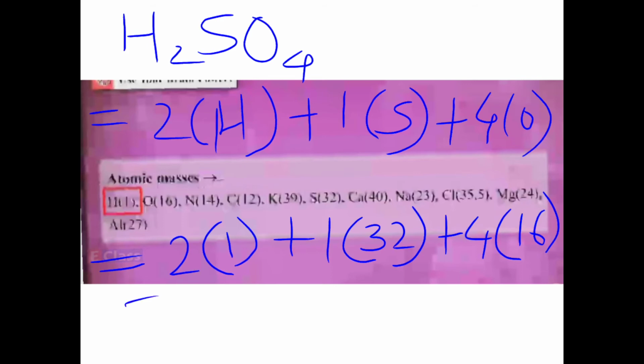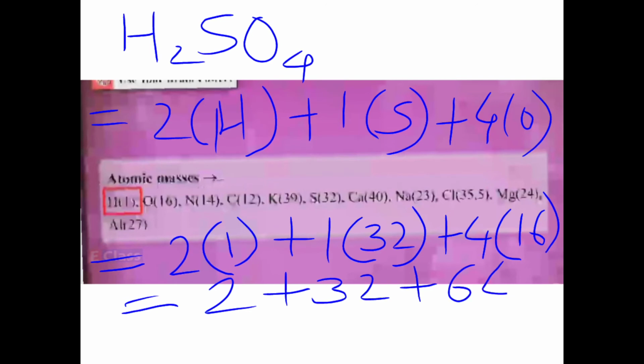Now you have to multiply all these things. 2 ones are 2. 1 into 32, 32. 4 into 16, 64. Okay. So once you find out all this, now find out the total answer. Total answer is 98. Is everyone able to solve it? Have you written in your notebook? Write down please. All of you write down this.